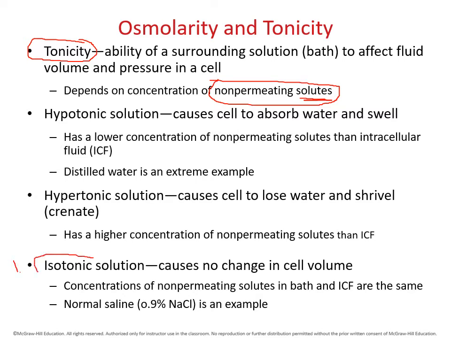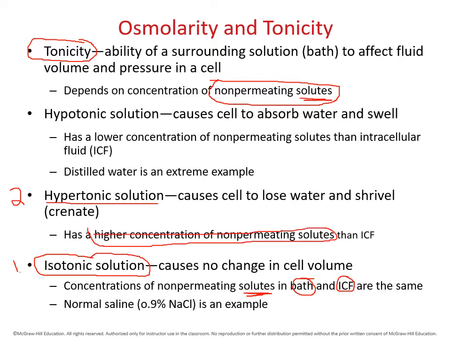It's going to be called an isotonic solution. In an isotonic solution, your solutes are going to be equal both inside the cell as they are on the outside of the cell. So you have the same amount of solids on the inside as well as on the outside of the cell. The second scenario is if you have a hypertonic solution. In a hypertonic solution, you have a higher concentration of non-permeable solutes on the outside versus on the inside. So there are more solutes on the outside of the cell than there are on the inside of the cell.